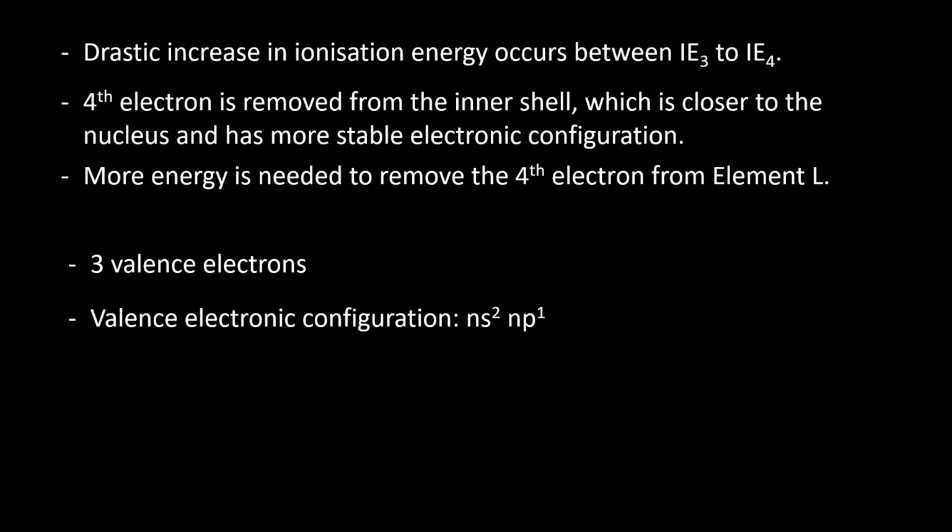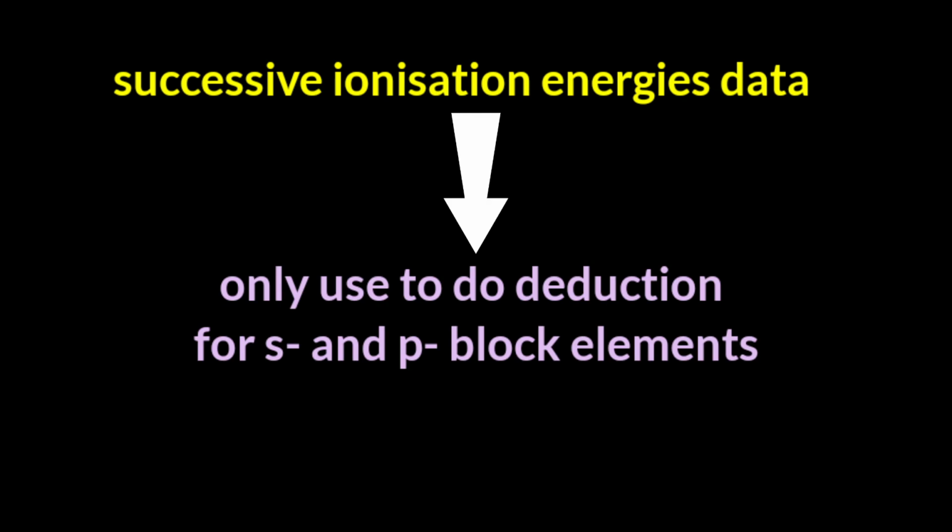From the valence electronic configuration, we can conclude that element L is in the p block and in group 13 in the periodic table. One more thing you need to take note of is, for successive ionization energy, we can only deduce the elements in the s block and p block.